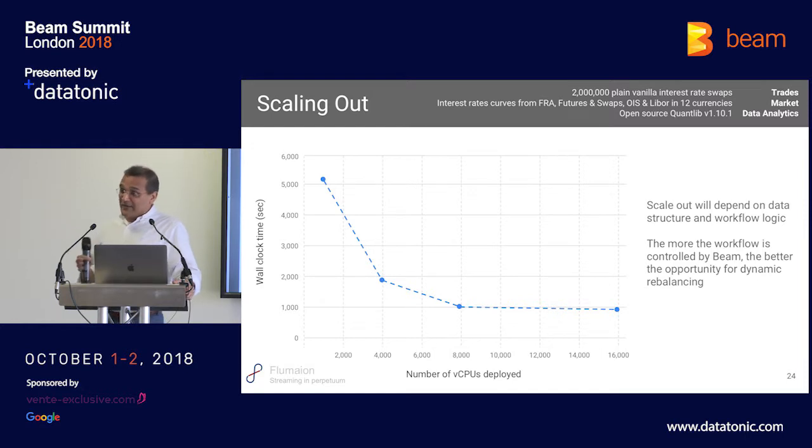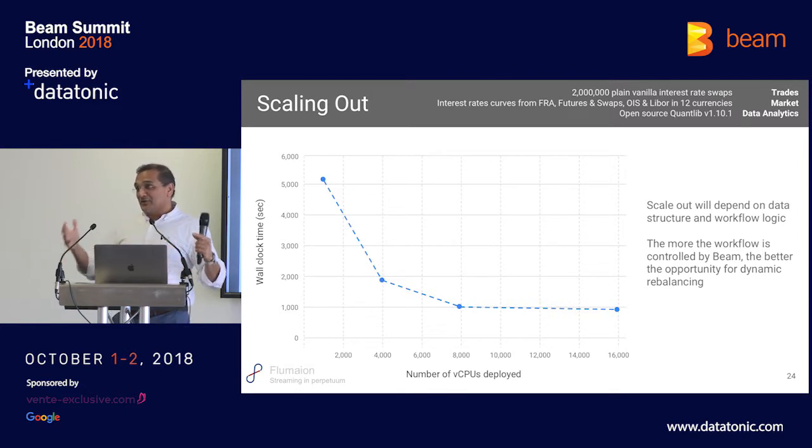It's got nothing to do with Dataflow or Beam. This is basically your C++ analytics, and the way that behaves. There's something known as bootstrapping that goes on within interest rate curves, and to cut a very long story short, the importance of how you program your C++ and how the data structures in C++ are controlled and how they communicate with the Beam process is as important if you want to see that scale out happen.